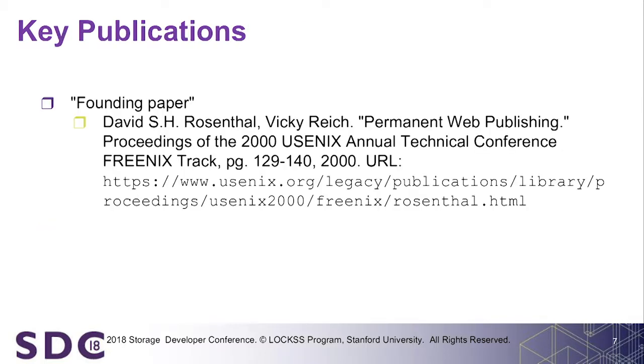So these slides will be available on the website and through other channels through the conference. So you don't need to write these long URLs, but I just want to give you, for context, 4 key publications that describe the underpinnings and reasonings and protocols, et cetera, that are behind the LOCKSS technology. What we call the founding paper dates back to as early as 2000 at Usenix, and it is by Rosenthal and Reich, and it's called Permanent Web Publishing.